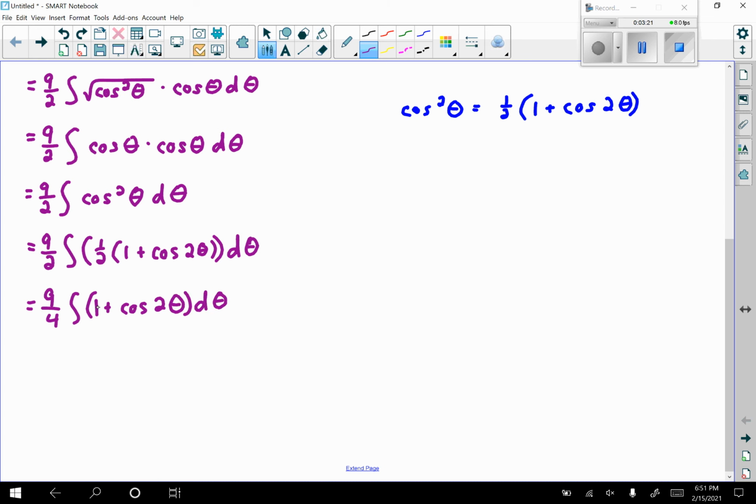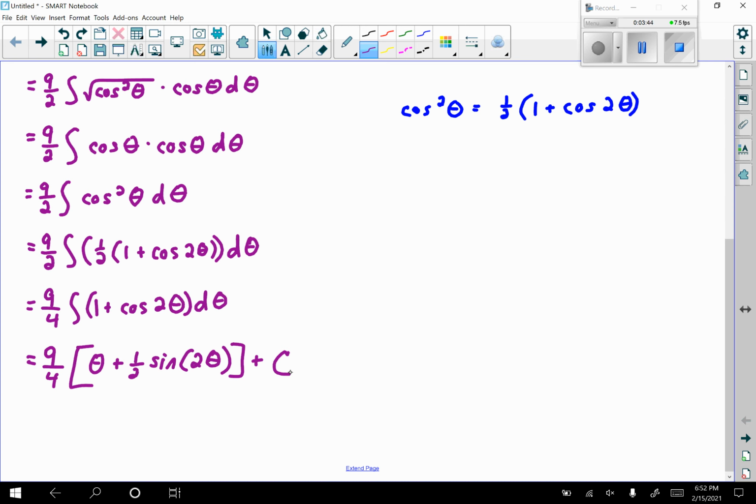And now I could take the integral of each of those terms. So I'm going to have 9/4 times the antiderivative of 1, which is just theta, plus the antiderivative of cosine 2 theta, which is going to be sine of 2 theta. But if I took this derivative, I'd have an extra factor of 2, so all I have to do is put the 1/2 out in front, and then we have plus C.